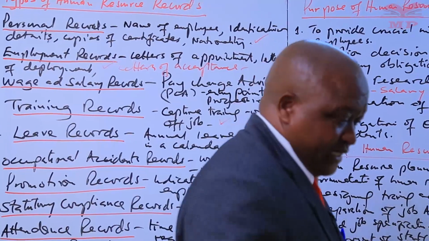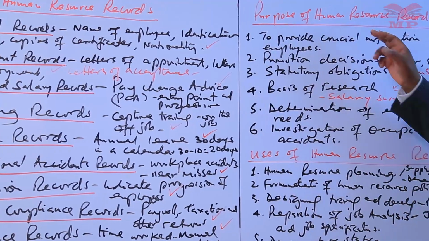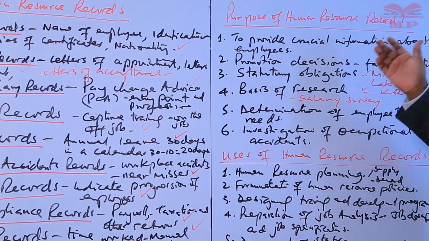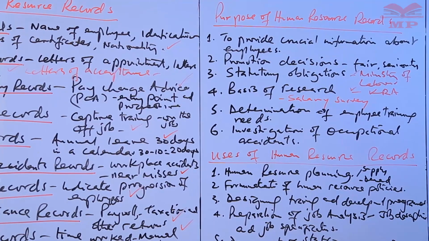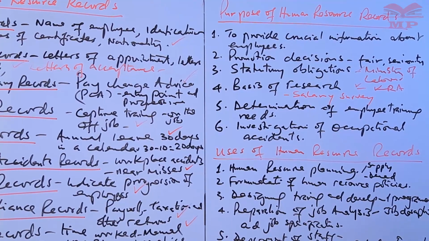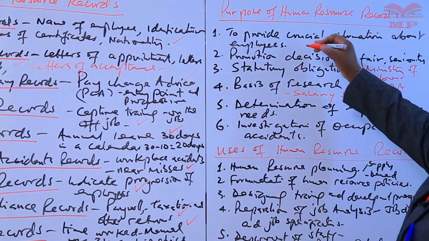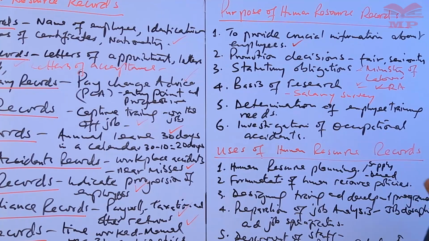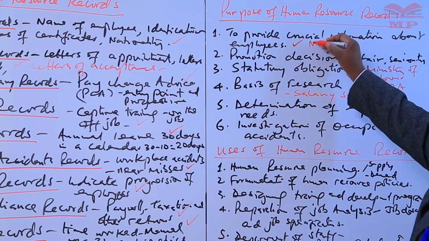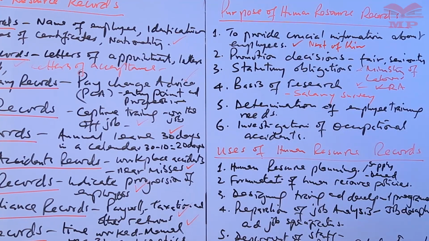Then we have gone further, dear learner, and looked at the purpose. So why? The purpose of human resource records. And we have indicated that there are various reasons that may drive an organization. We have said, one, human resource records are meant to provide crucial information about employees. We have just indicated an employee could provide information about next of kin. So in case of an issue, that next of kin can be contacted.